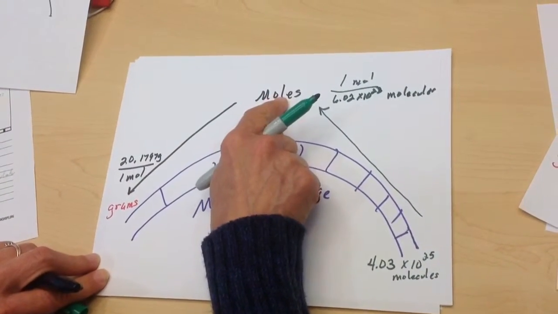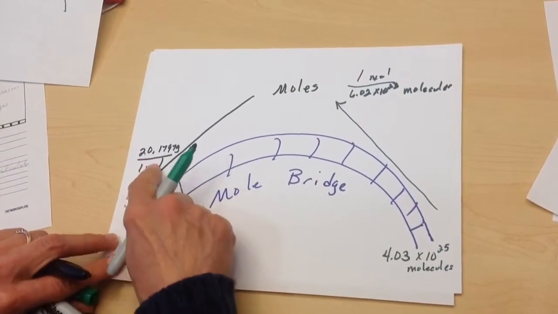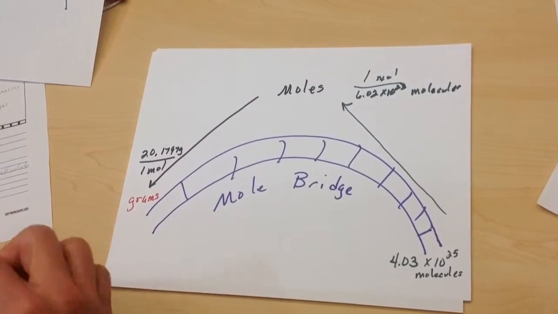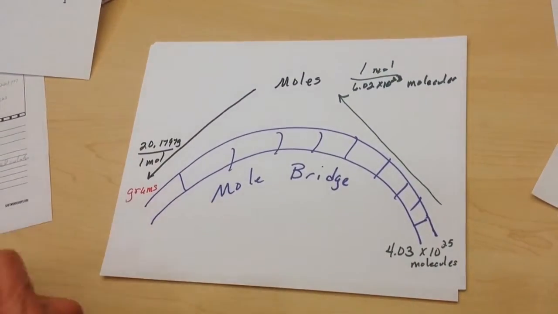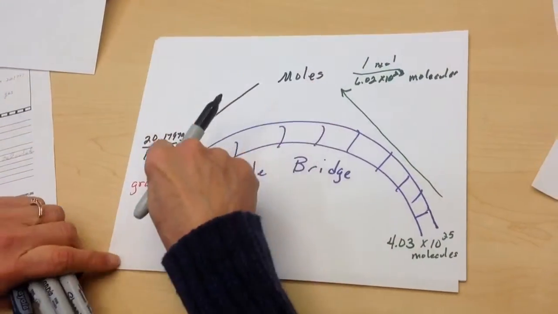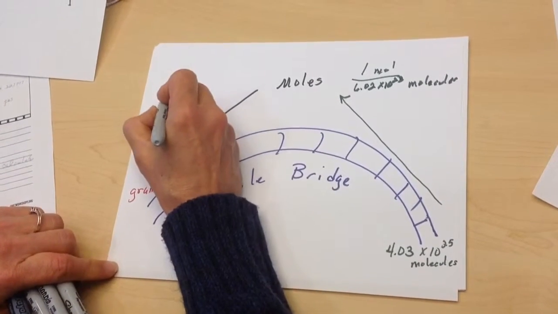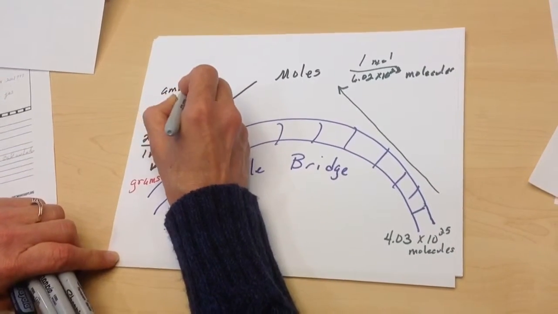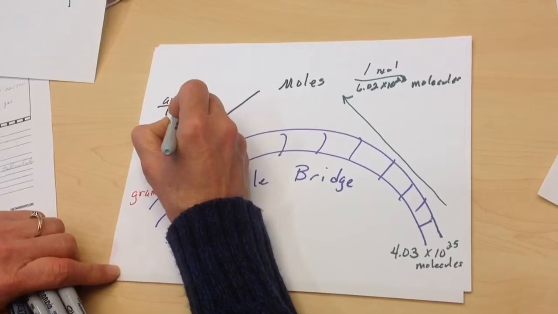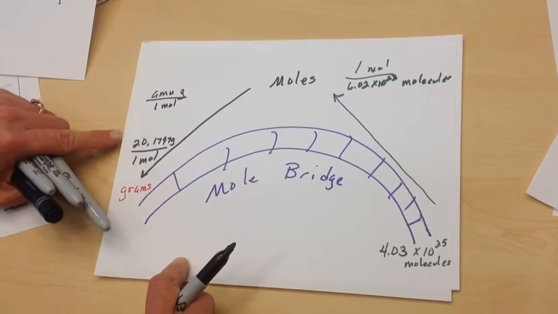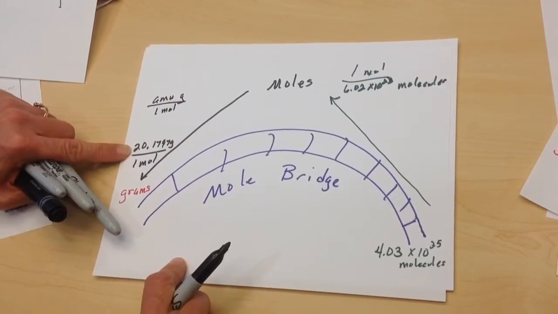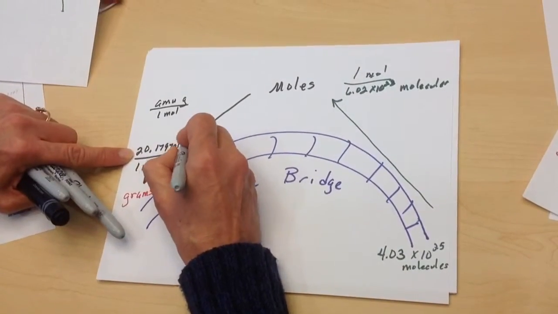How do I get from moles to grams? I use my conversion factor. Remember that for moles to grams, if moles is in the top, moles needs to go in the bottom, so I take the atomic mass unit in grams to 1 mole. From the periodic chart, I know that 20.1797 grams of neon is to 1 mole.